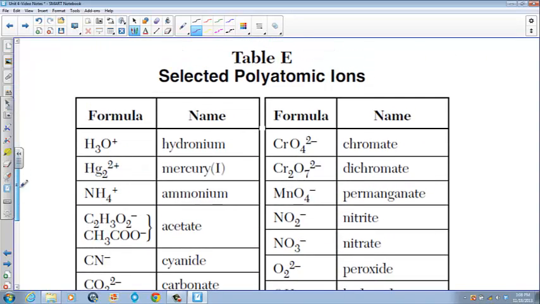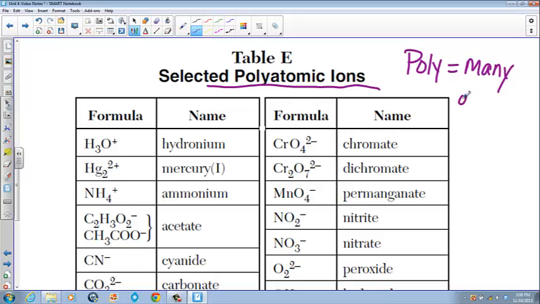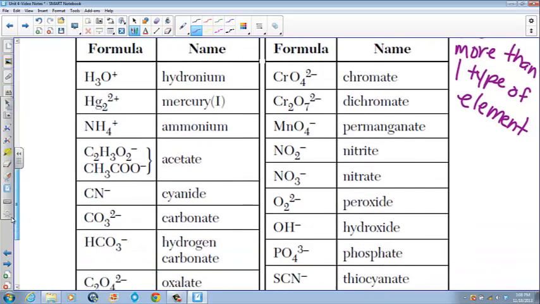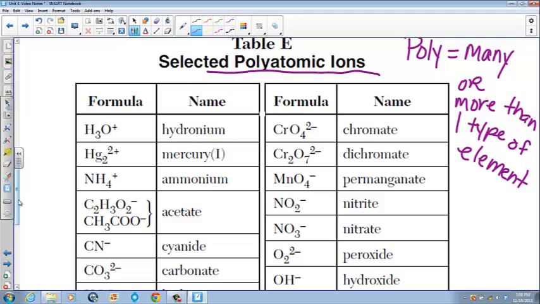So here on table E, and I put it on here for you guys, not on your notes, so you have to look at your periodic table. Here are polyatomic ions. What this means is that they are made up of more than one type of ion. So poly meaning many, or more than one type of element. And they are ions because they don't have a balance of charge, so therefore they get their own charges here, just like a normal ion, so that's why they're called polyatomic ions.